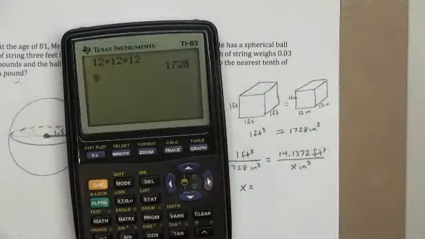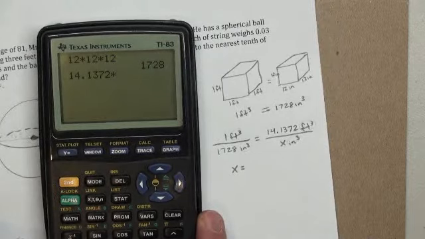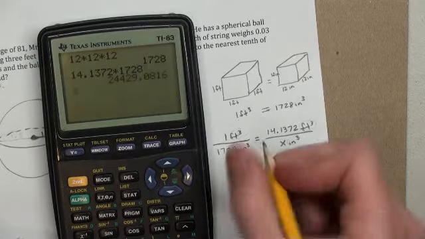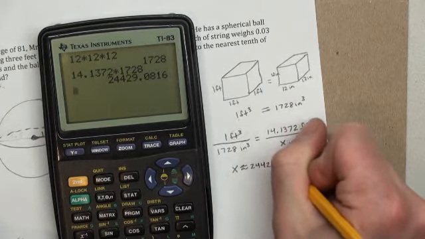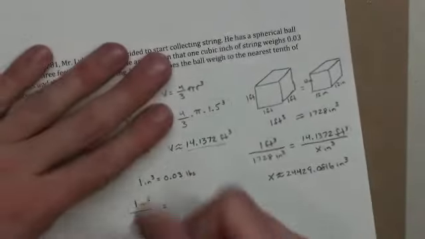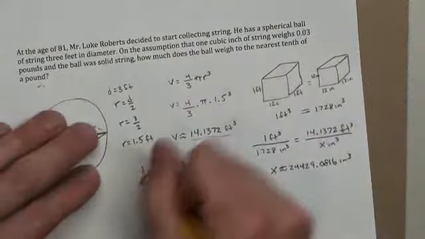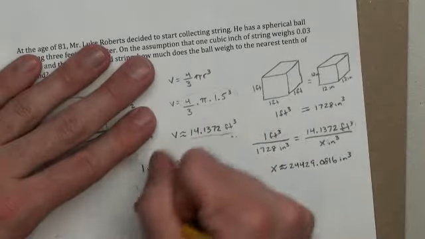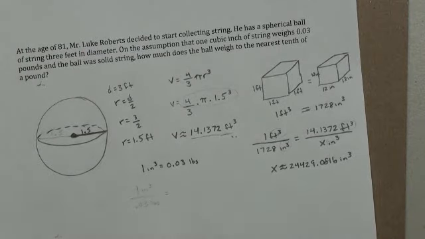equals 14.1372 times 1728. It's approximately 24,429.0816 inches cubed. So we're not actually going to convert it this way. We could have converted it the other way also, but it's really the same thing. We could have converted 1 inch cubed equals this many pounds to 1 foot cubed would equal how many pounds, all right? And we could do that in a similar way. But I chose to do it this way.